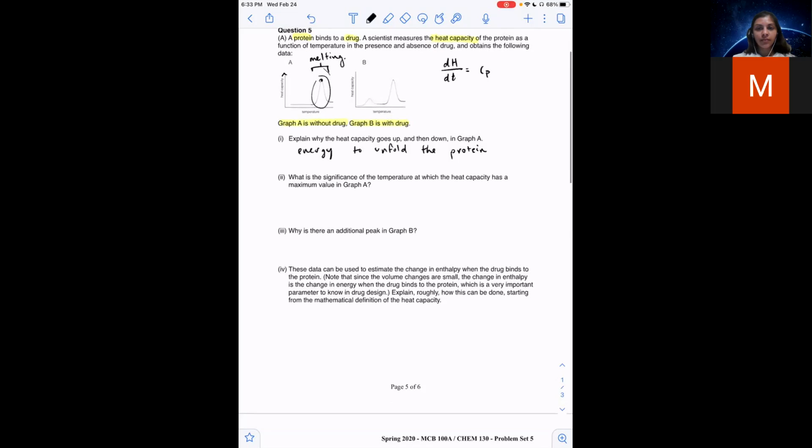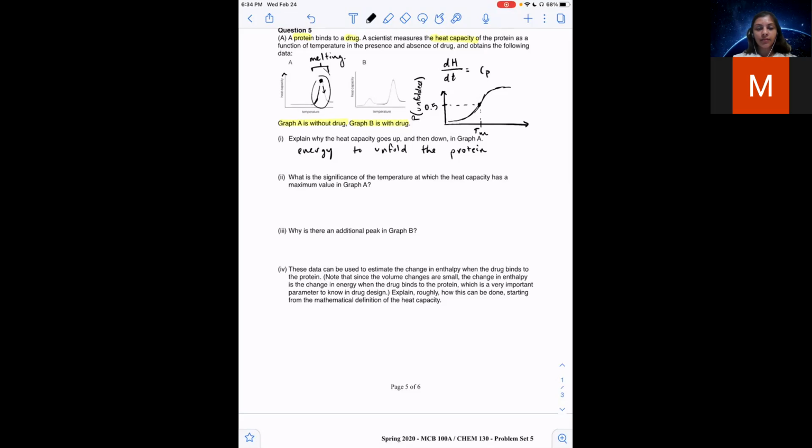Cool. All right, so part 2 asks, what's the significance of the temperature at which the heat capacity has its maximum value in graph A? So that's this point right here. Like I said, as you increase the temperature, it gets easier and easier to unfold the protein, and then it gets harder after this inflection point. So if we take the integral of this curve, we get something that looks like that, with about 0.5, and this is the proportion unfolded, being that inflection point.